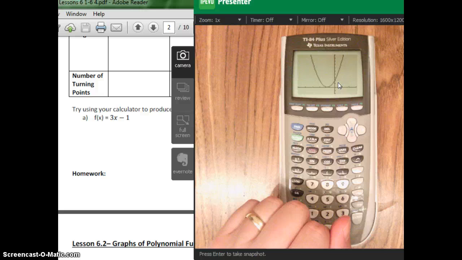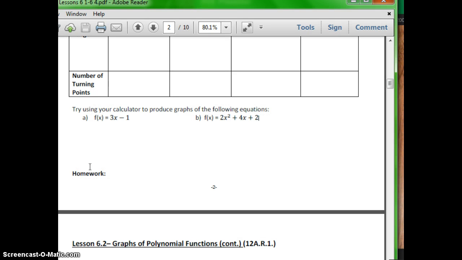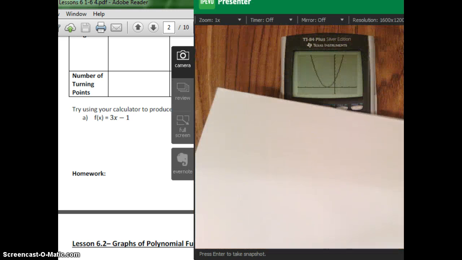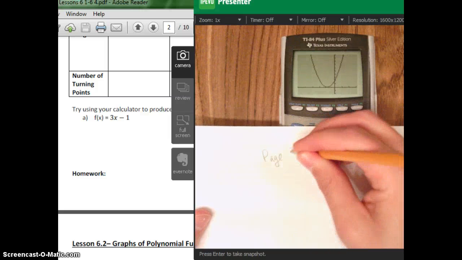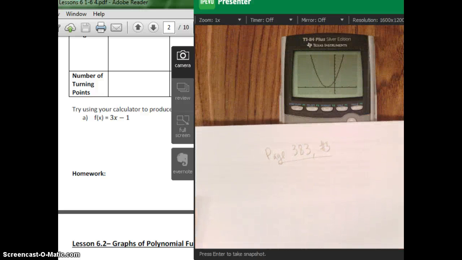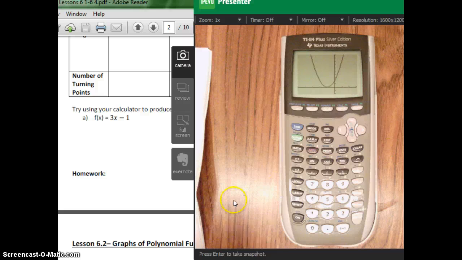Isn't that fun? Now please make sure you're able to do the final question of homework from this page. In this section, I had assigned page 383, question number 3. So once again, that's page 383, number 3. When I give you time to work later in the class, you can work on that question. Okay, let's move on to section number 2.